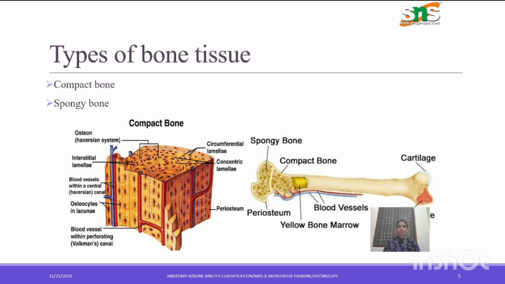The two types of bone tissue are compact bone and spongy bone. Compact bone is harder in nature in comparison with the spongy bone. Spongy bone is somewhat less hard in nature in comparison with the compact bone. The compact bone forms the outline of the bone and the spongy bone forms the internal structure of the bone.